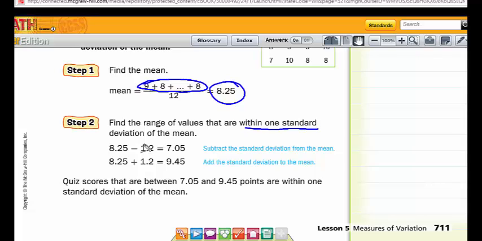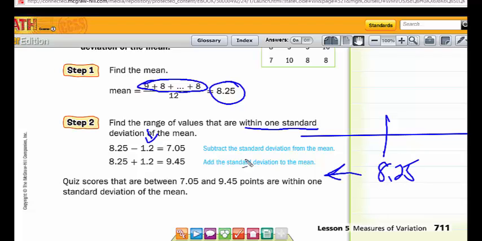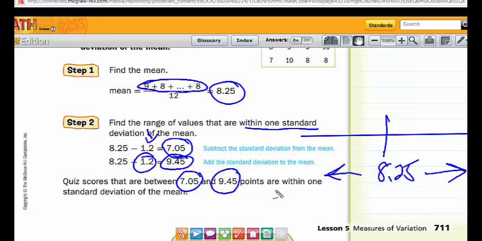Well, that standard deviation is 1 2/10 right here. So first of all, we have to go to the left of 8. Let's say this was on a number line and we had 8.25 right here. We have to go to the left 1.2. That would take us to 7 5/100ths. And we also have to go to the right, which is adding the 1.2. That would take us to 9 45/100ths. So we can say that scores that are between 7 5/100ths and 9 45/100ths points are within 1 standard deviation of the mean. Please press pause and do letter B.